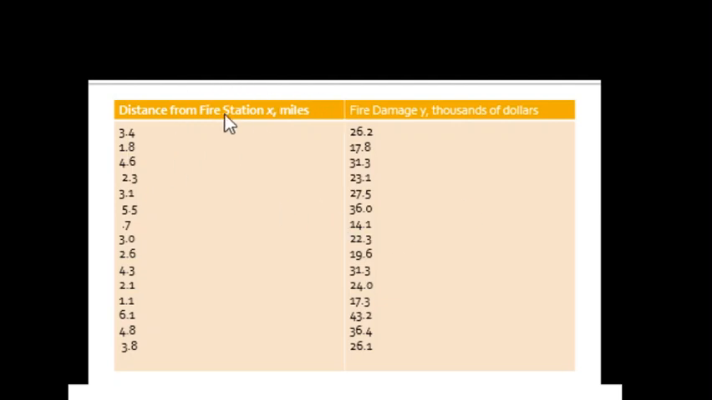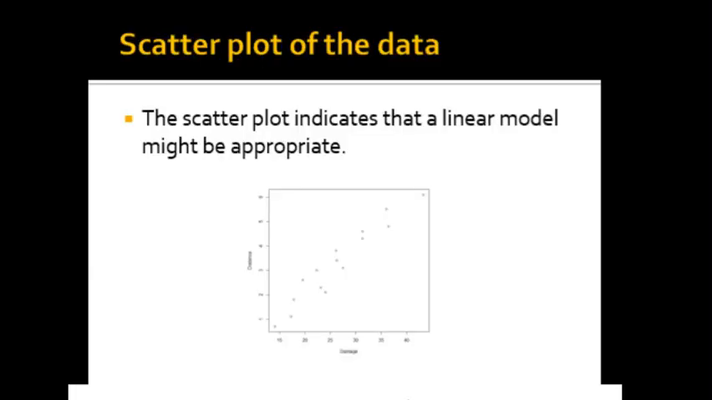This is our x variable, the independent variable, which is distance from the fire station in miles. So 15 observations. And for each distance, we have a dependent variable, which is the fire damage in thousands of dollars. So for distance 3.5, the damage was 26.2. For 4.6, it's 31.3, and so on and so forth. So this is the data that is collected.